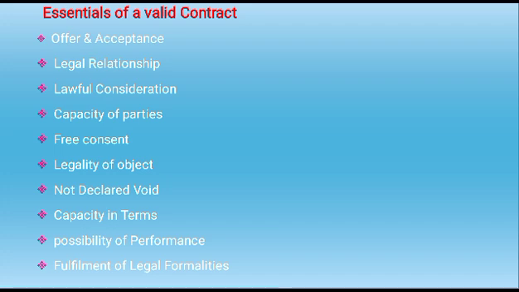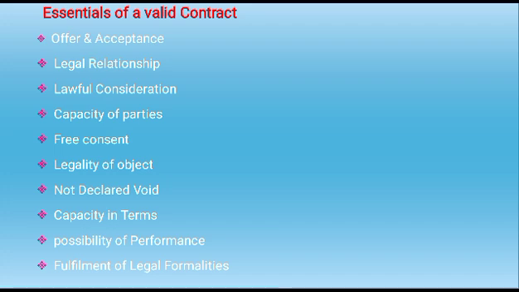Here, before, we discussed the meaning of contract, and now we move to the essentials of a valid contract, which consist of the following elements. First, offer and acceptance. Here, there must be two parties to an agreement, in that one party making the offer and the other party accepting it. Second, legal relationship. The parties must have the intention to create a legal relationship between them.